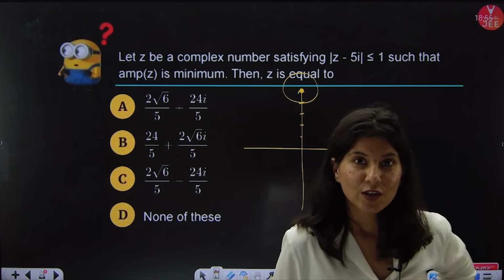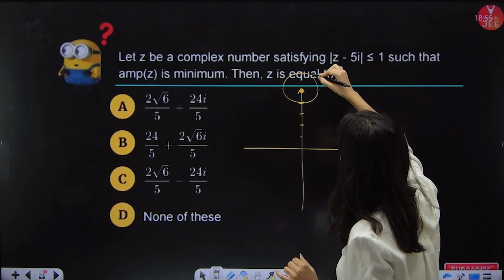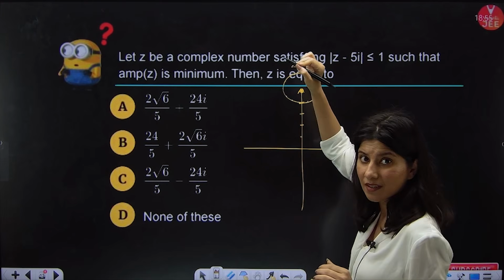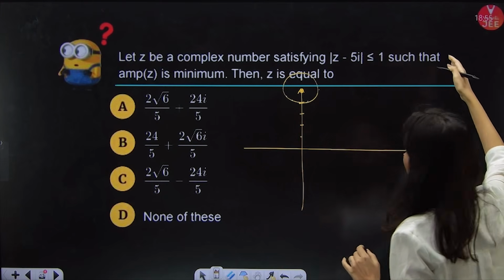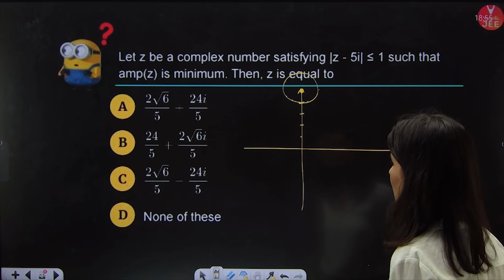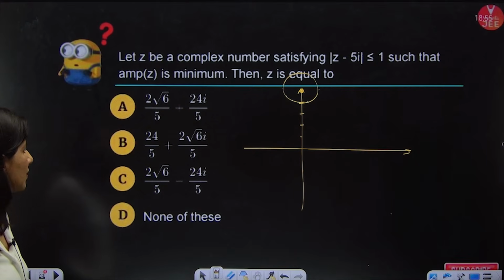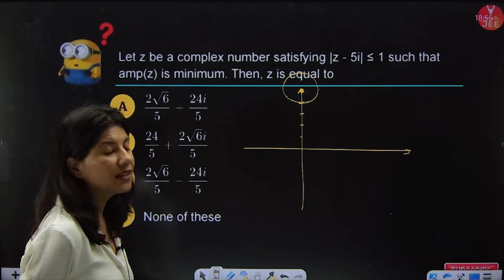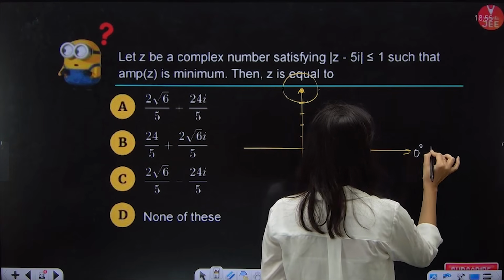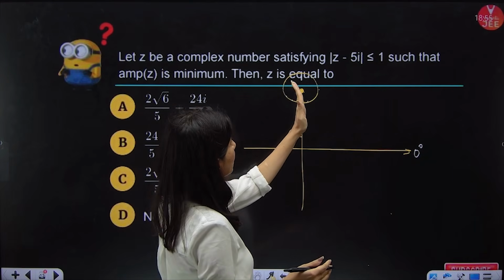Okay. So now Z can be anything. Z can be this point, this point, and Z can be any point inside this. Right? Now I want amplitude of my Z to be minimum. Okay. Amplitude of Z should be minimum. So understand one thing, that amplitude, okay, it starts with 0 degree. All right. And it goes, so this is pi by 2 angle.